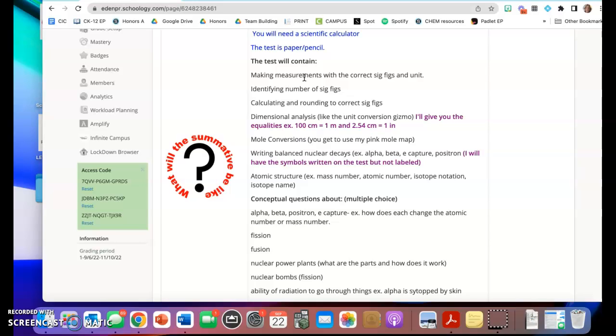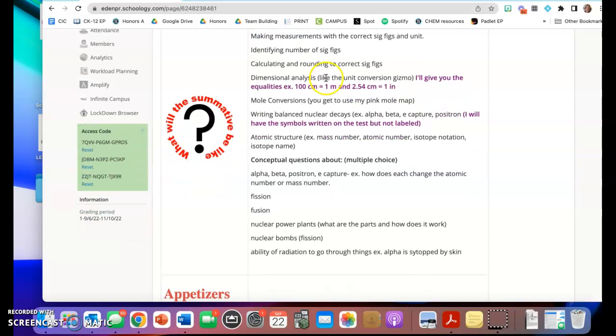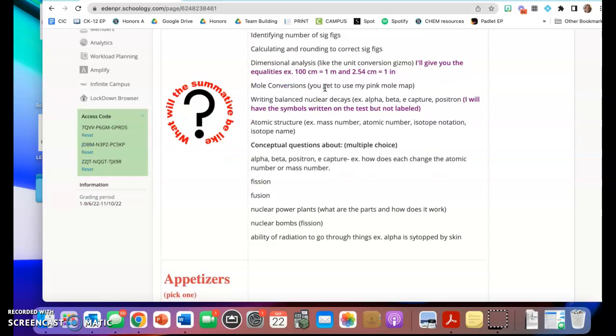when we did sig figs and measuring with the correct number of sig figs and unit, calculating with sig figs, also dimensional analysis like we did on the Gizmo, like converting centimeters into miles. And I will give you the equalities that you would need to use. I'll give you a bunch of them though, so you'll have to pick the right one.